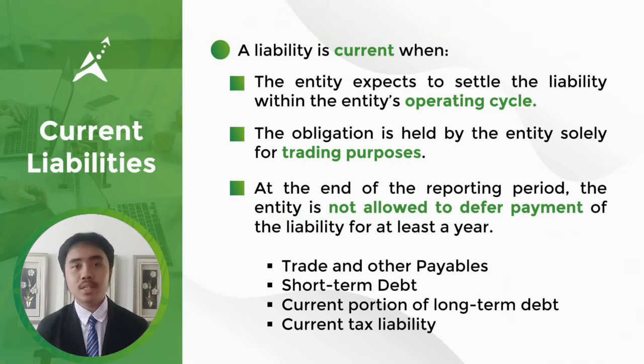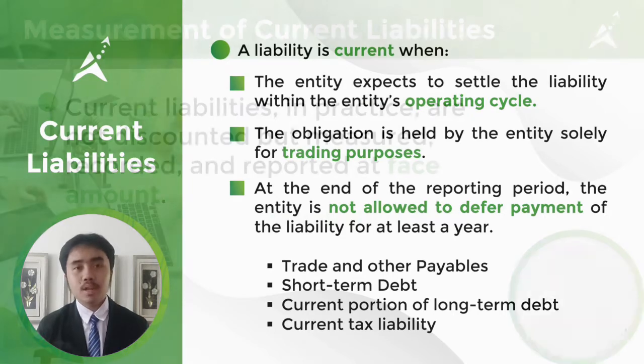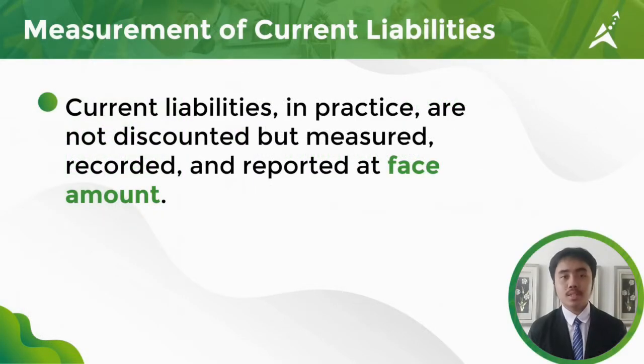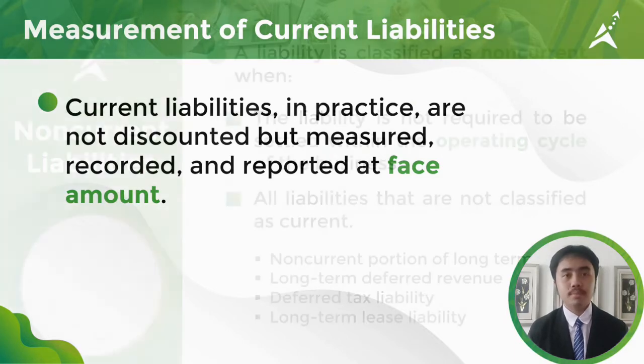Examples of current liabilities are trade and other payables, short-term debt, current portion of long-term debt, and current tax liability. Measurement of current liabilities. In measuring current liabilities, the amount is not discounted but measured and reported at face amount. This refers to the total value of the liability after maturity.